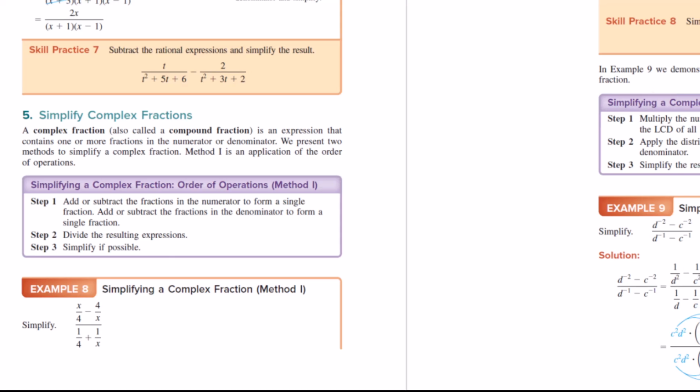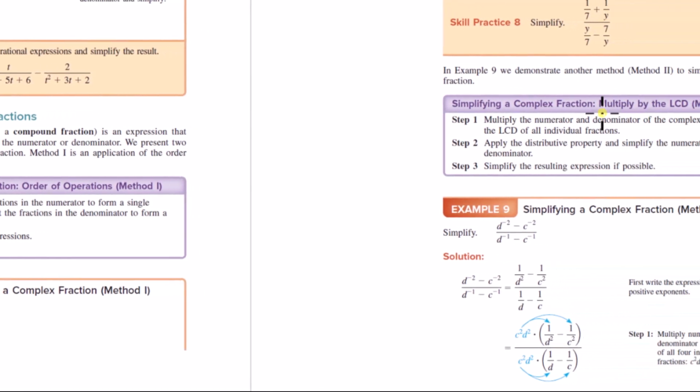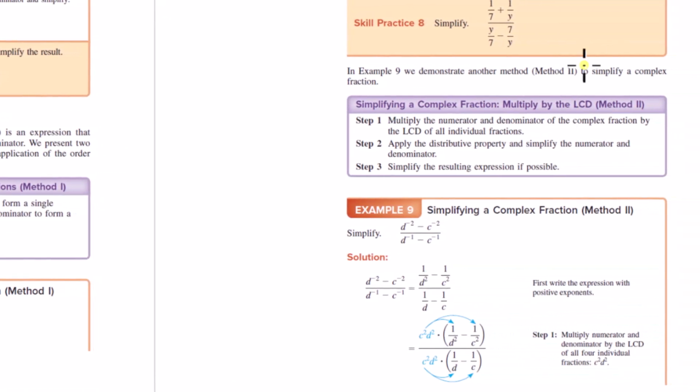Okay, now here's the second method. It says multiply by the least common denominator. So what we're going to do here is multiply the numerator and denominator of the complex fraction by the least common denominator of all of the fractions in the entire complex fraction. Then apply the distributive property and simplify the numerator and denominator, and then simplify from there.